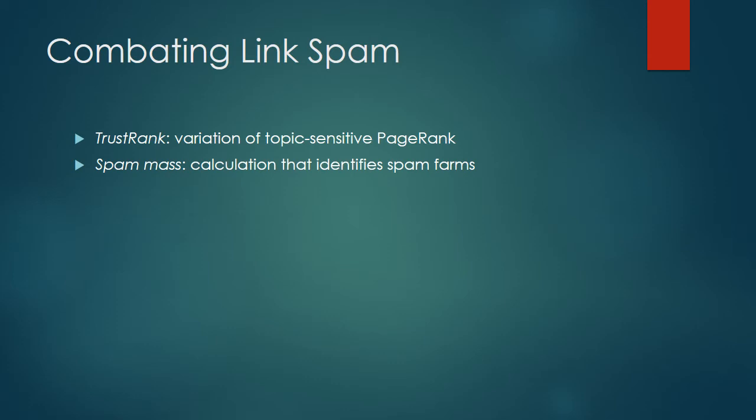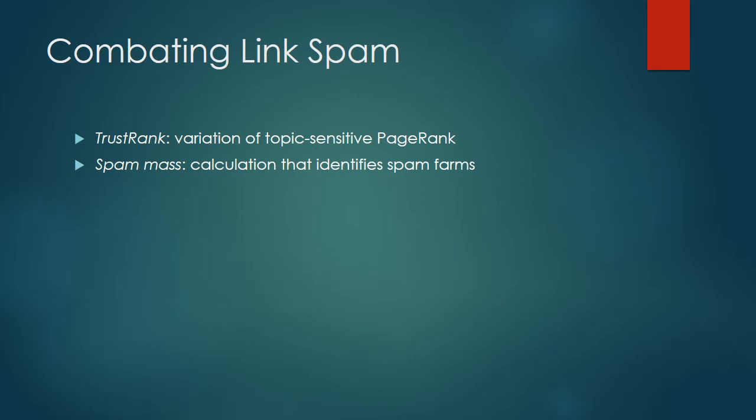So there are 2 standard ways. There are many more ways. This is just an idea for you to understand how you would go about making these changes. The first is something called trust rank, which is basically a variation of topic-sensitive page rank. Just as we were picking out subsets of pages which were focused on a specific topic, we're saying that these are trustworthy sites, which means that these are very reliable and they are less likely to have links to spam web pages.